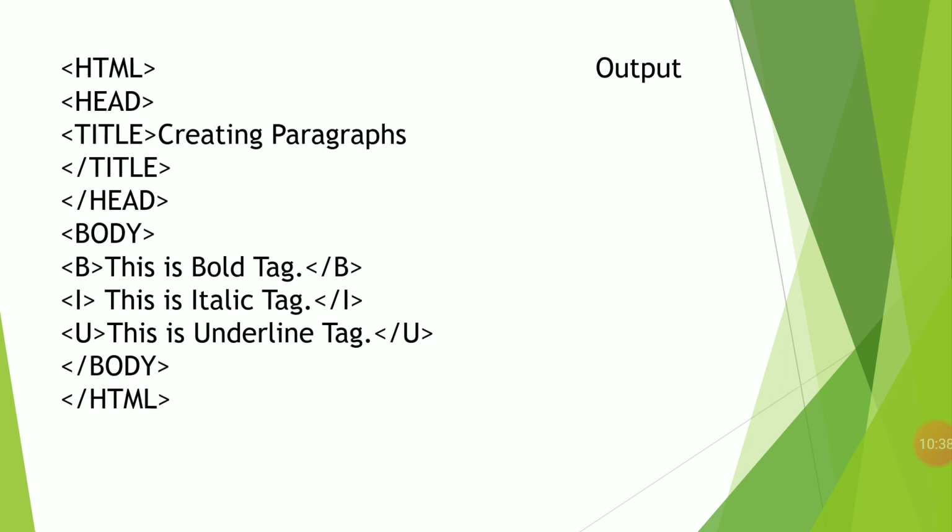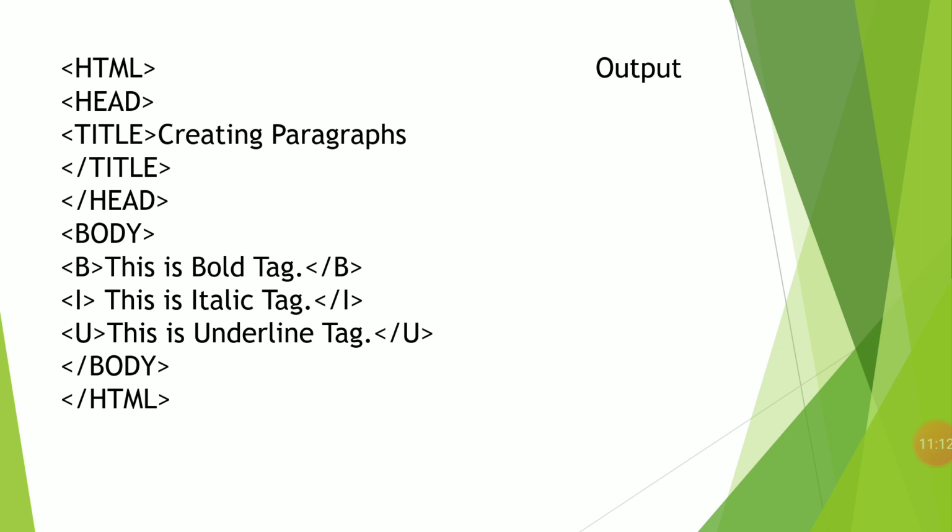If we understand this with the help of an example, here I mention one example. I have written HTML, head, title, creating paragraphs or any title whatever you want to provide. Mention that title, next title close, head close, next body I have started. Then here I have started the B tag. In this I wrote this is a bold tag, B tag close, I tag this is italic tag, I tag close, U tag this is underline tag, U tag close. At last I close the body tag and HTML tag.